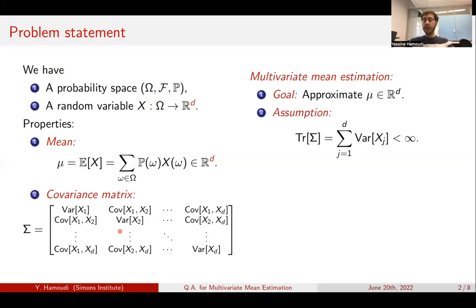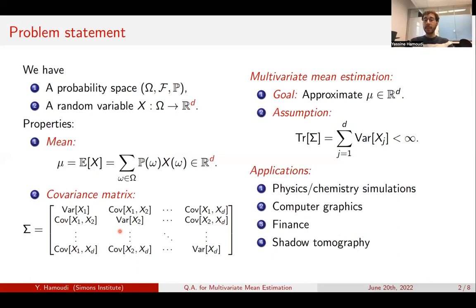For that, we will need the standard assumption that the trace of the covariance matrix, which is just the sum of the variances of the marginals, is finite. This problem, which is very general, has many applications, for instance, in statistics or in the Monte Carlo method. But in this talk, we will consider just the most general setting, and we will work with an abstract model that can be applied to all of those applications.